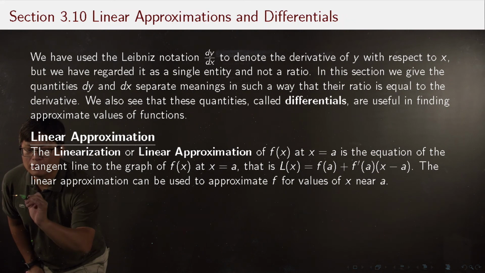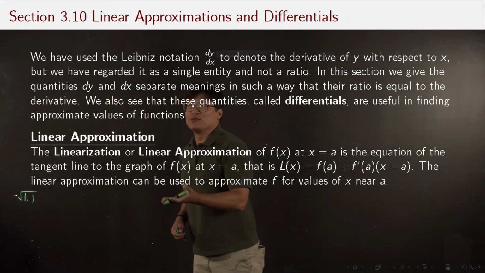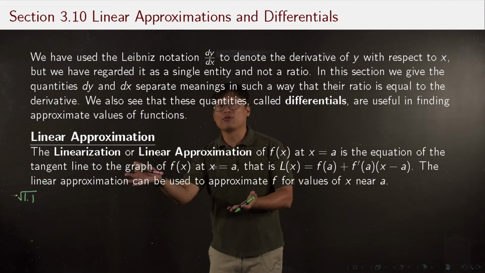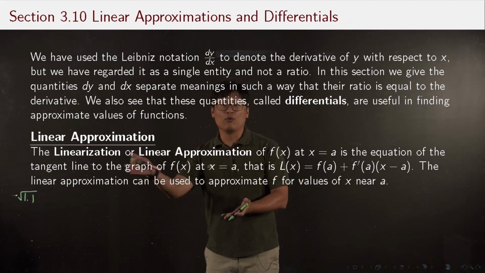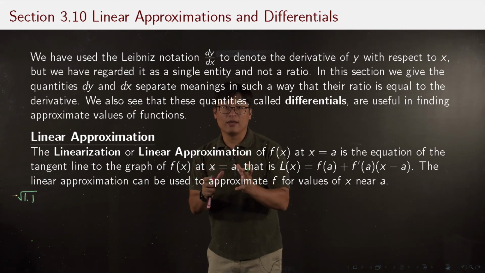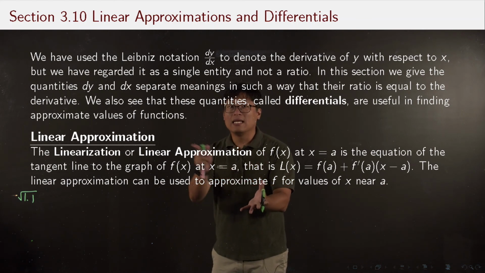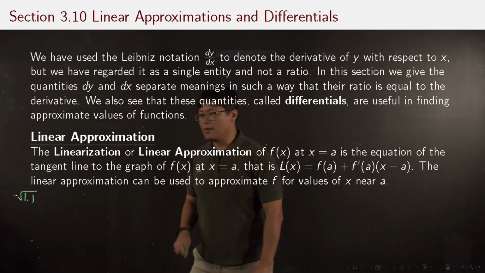Well, since we know the square root of 1 is equal to 1, we assume this will be a little bit bigger than 1. Does it make sense? Okay. So basically this estimation skill is the linear approximation. Okay. So let me give you the idea.